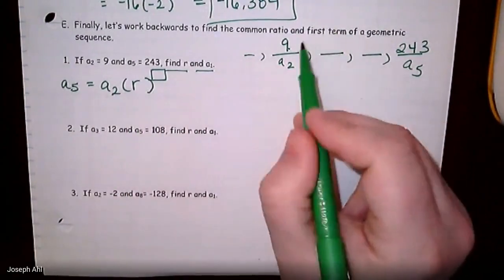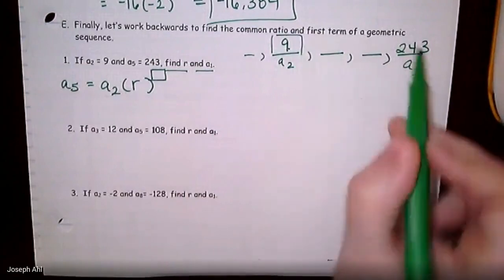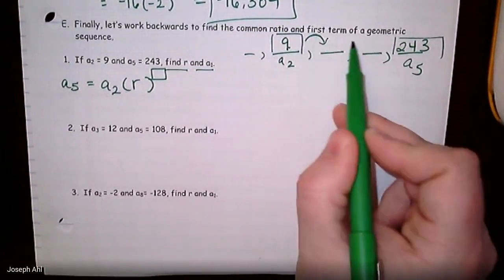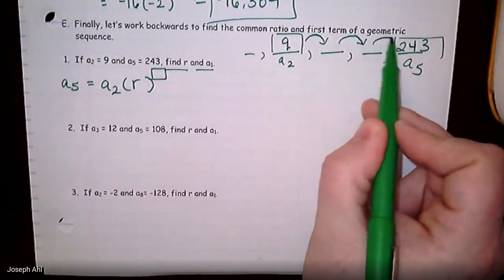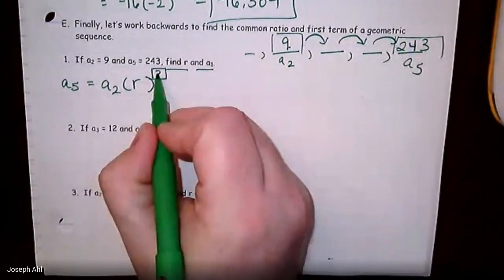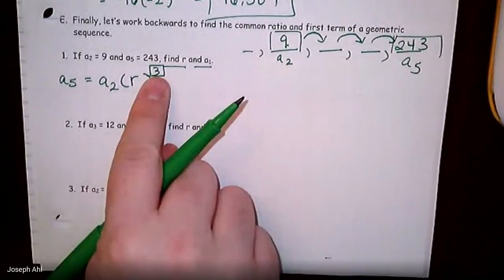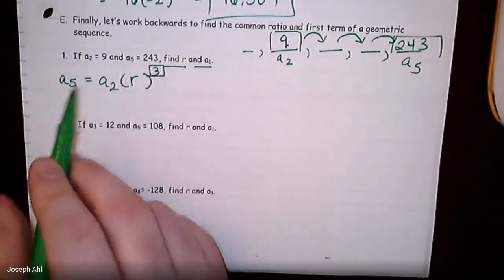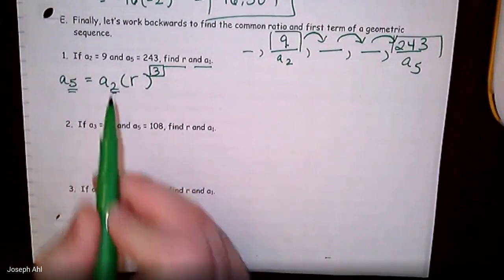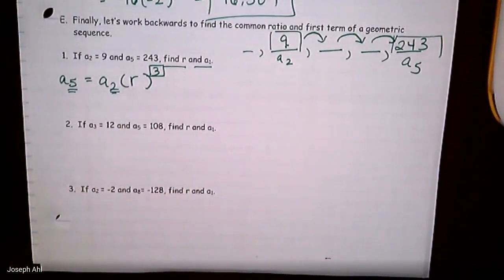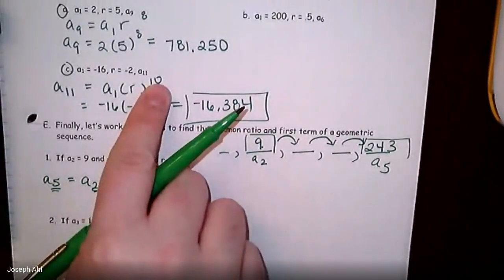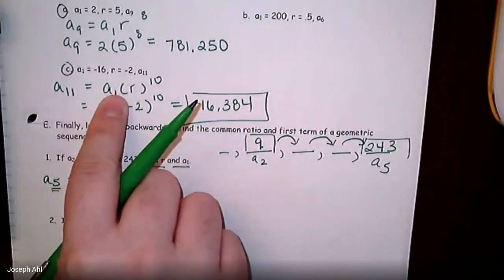Well, let's just look at the sequence real quick. To get from this term of 9 to this term 243, you're going to have to multiply by the ratio once, twice, and then finally 3 times. So r should really be cubed in order to make this happen. Notice how the 3 up there is just the difference in the terms that we're working with. So when I look back at any of the other examples, isn't 10 the difference of 11 minus 1?